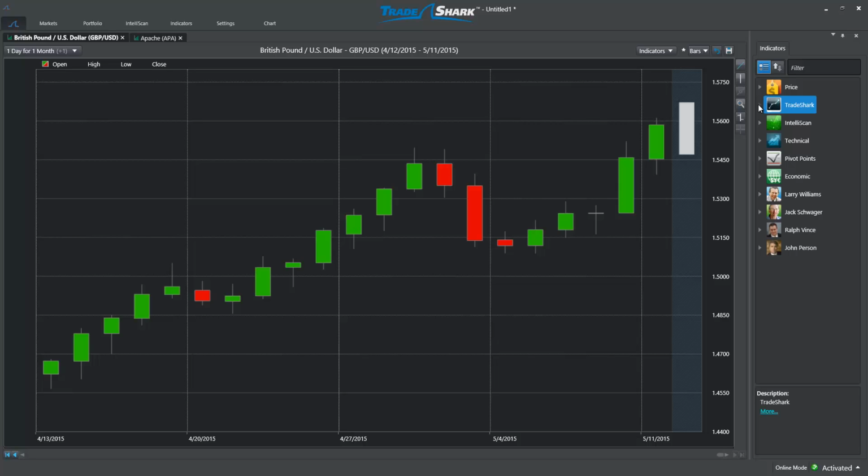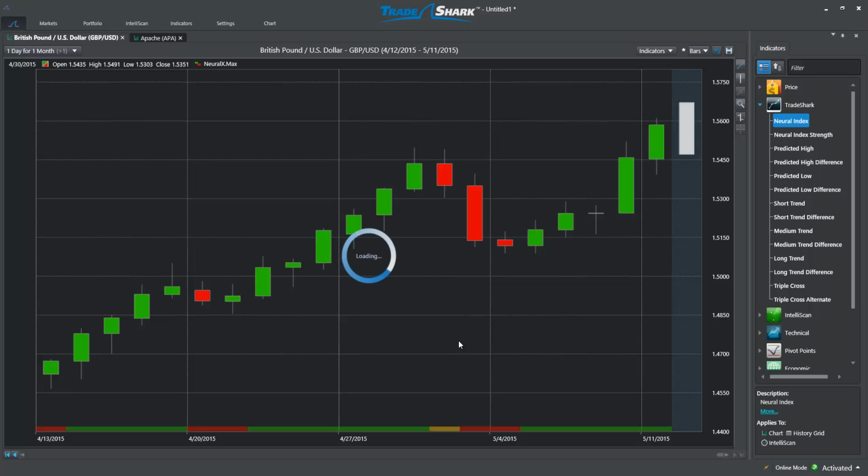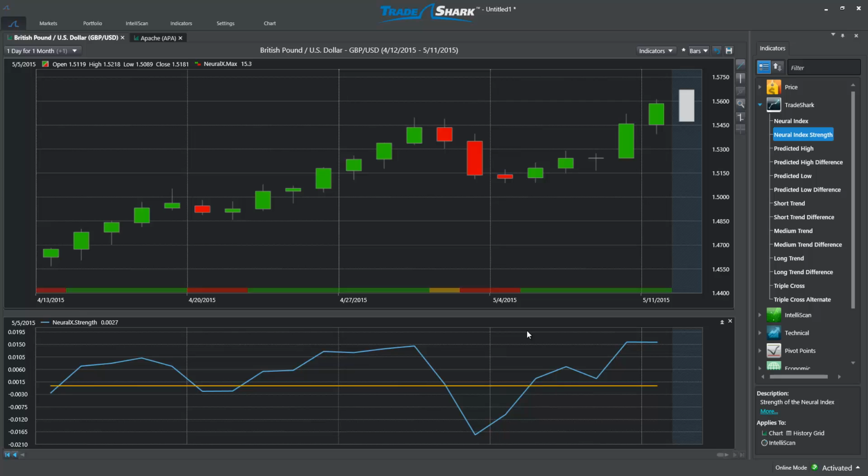Each week, we will take a look at a different set of trading tools found within the TradeShark software. In this week's edition, we will examine the Neural Index, a proprietary trend forecasting indicator found exclusively within TradeShark. Additionally, we'll examine Neural Index strength and highlight some techniques that all traders can use to incorporate predictive intermarket analysis into their trading approach.